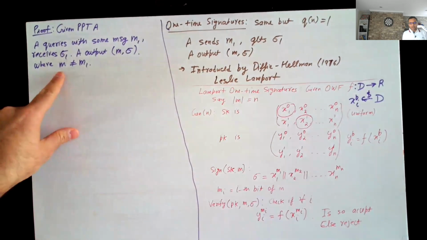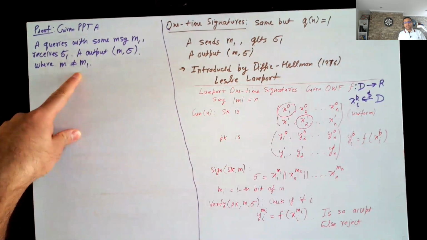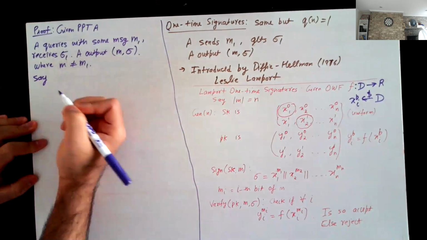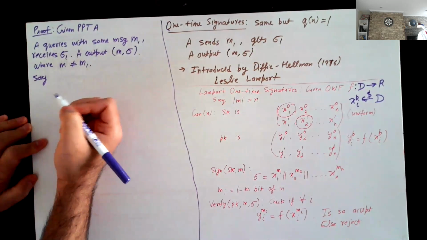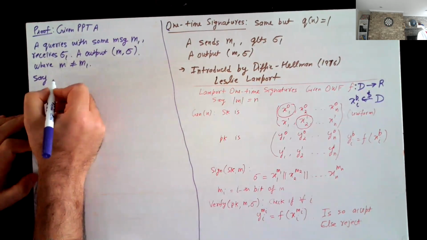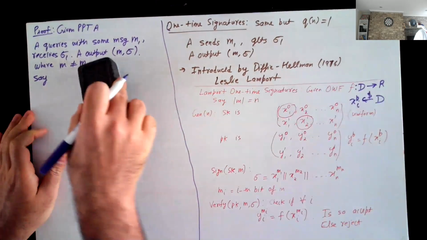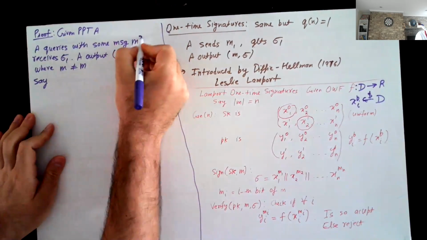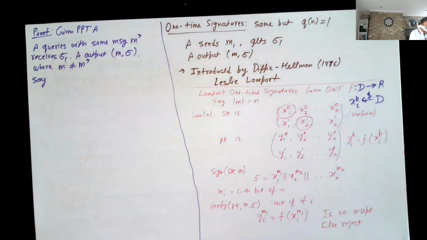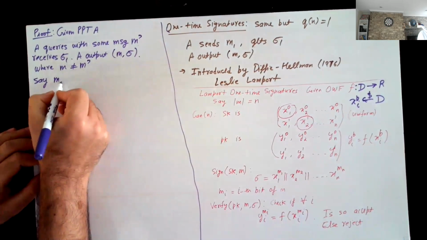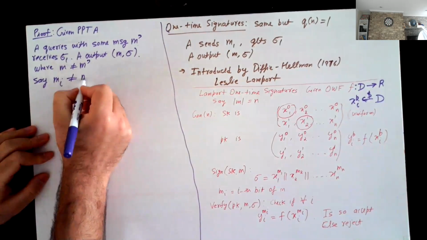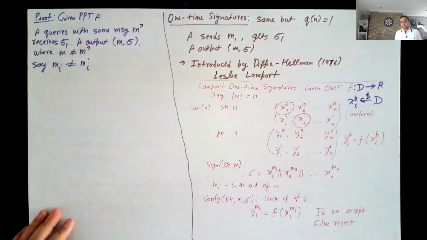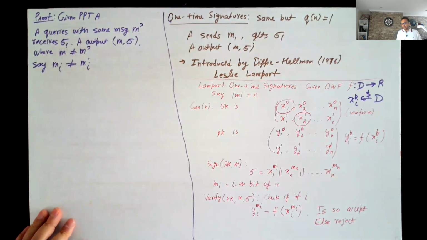So if M is not equal to M1, then there must exist a bit where they differ. Actually, I want to use the subscript notation. Let's call this M prime. And suppose the ith bit of M is different from the ith bit of M prime. They have to differ in one of the bits. Let's say that that position is i.